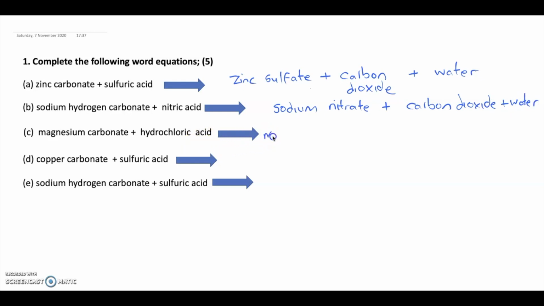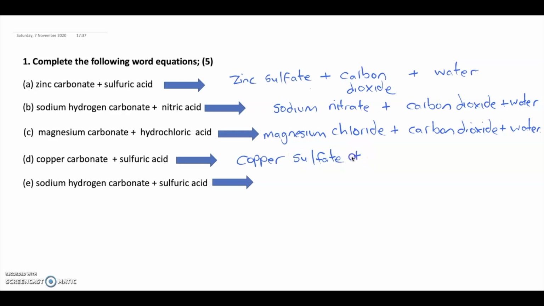For C, we have magnesium carbonate and hydrochloric acid. Because it's hydrochloric acid, I'll form a chloride. Because it's magnesium carbonate, it will be magnesium chloride. And once again, my other products are carbon dioxide and water. Once again, identifying the correct products gets you 1 mark. If we look at part D, we have copper carbonate and sulfuric acid. Sulfuric acid leads to the formation of sulfates, so we're going to make copper sulfate and carbon dioxide plus water. Once again, if you put copper sulfate, carbon dioxide and water, you get a mark here.